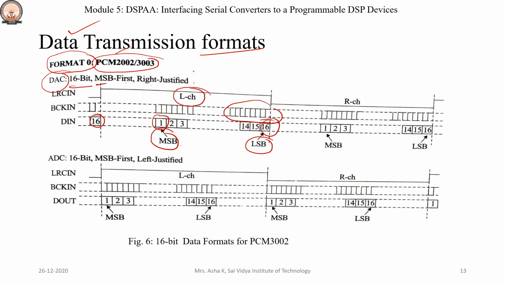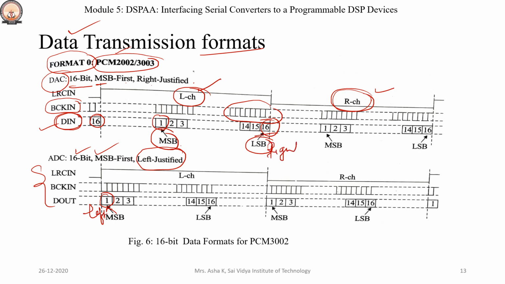This is for the left channel and this is for the right channel. Whenever your LRC in is high, this is for the left channel. When LRC in is low, this is for the right channel. We also have your bit clock input and data input, which is available on the codec. Similar example for left justified. For 16-bit, most significant bit first, we have here the most significant bit which is left side justified, whereas in this case it is right side justified, and LSB here 16 is shown here. This is for the left channel and this is for the right channel.